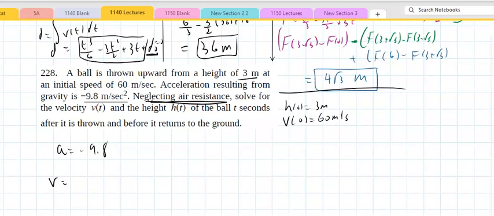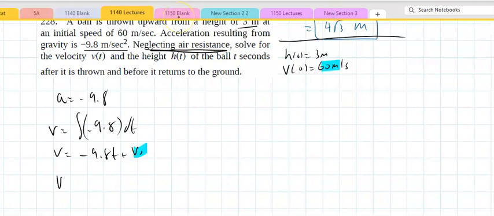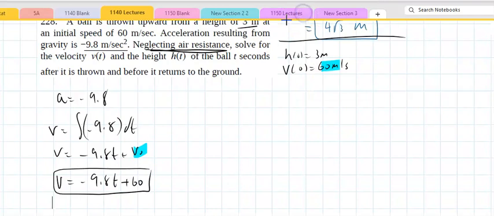To find the velocity, you integrate acceleration. That's something that we know already. That's negative 9.8 t plus the initial velocity, the constant. Well, they told us the initial velocity was 60. So we know that the velocity function is negative 9.8 t plus 60. That tells me the velocity anywhere I am.